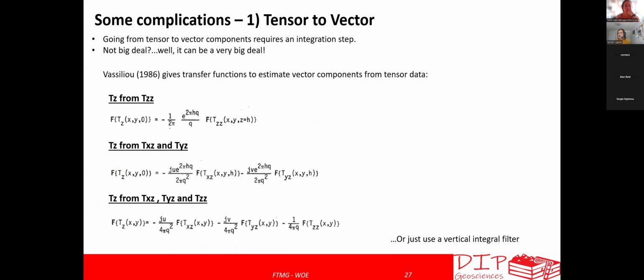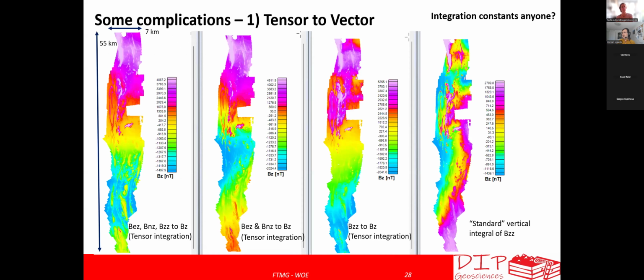Some complications: how to do the integration. And the integration, Andre mentioned, yeah, well, we don't know the long wavelengths. That's definitely a problem. These are some equations from a PhD thesis from Vasiliu, 1986, University of Calgary, where he had this transfer function, for how to obtain the vector components from tensor components. So you can integrate using only one component, or two components, or three components. Or you can also use just a vertical integral filter from your TZ set. And these are the different results that I get.